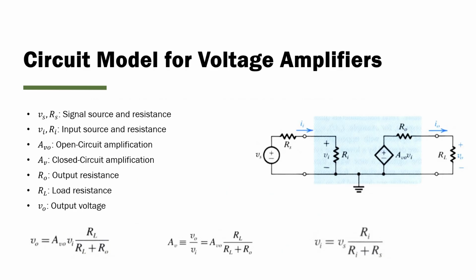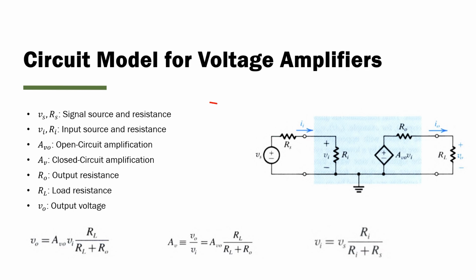This is a circuit model for voltage amplifiers. Now, this can be a little jarring to look at when you first are studying this. So let's try to break this down piece by piece. V_s and R_s represent the signal source and the signal source's internal resistance. You can see it then conducts this current to V_i and R_i. These are the input voltage and input resistance.